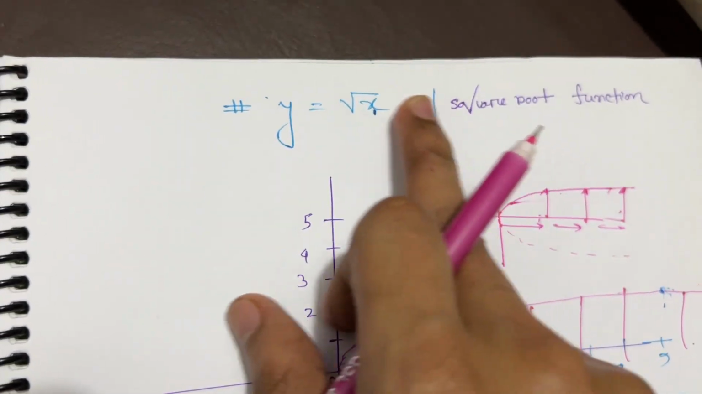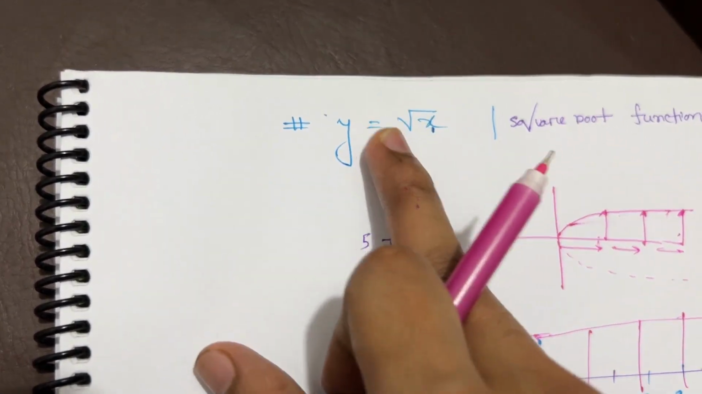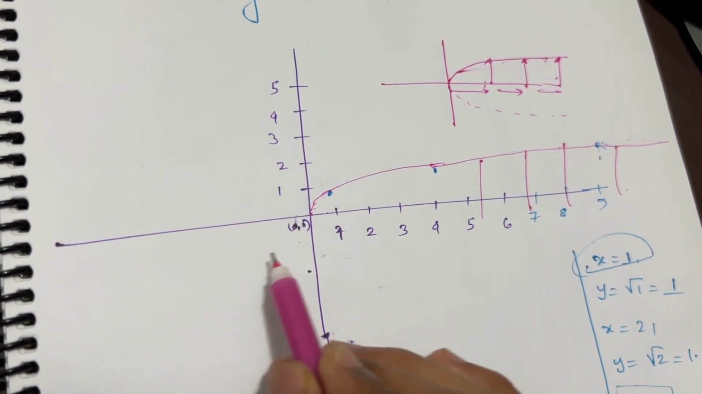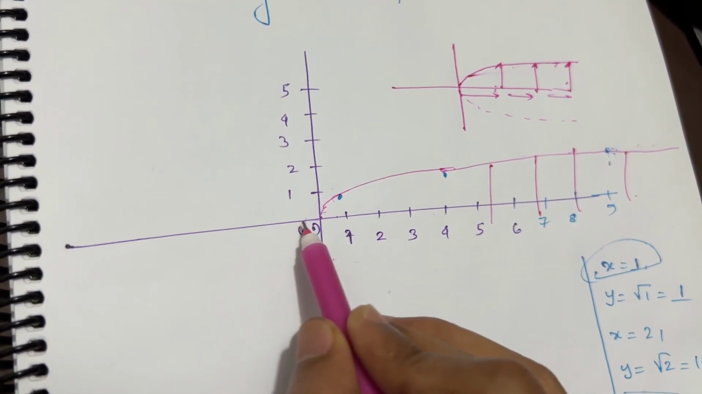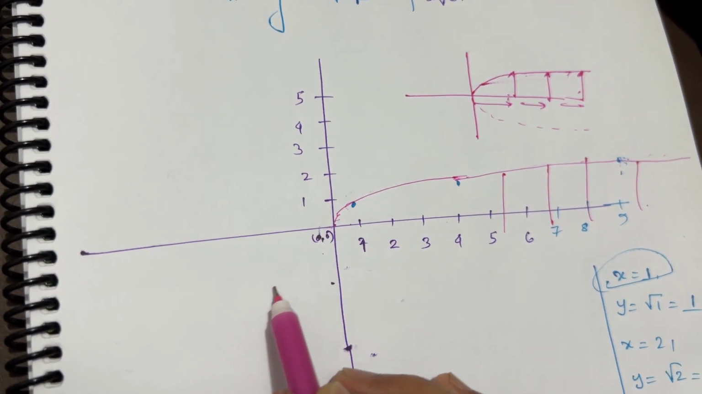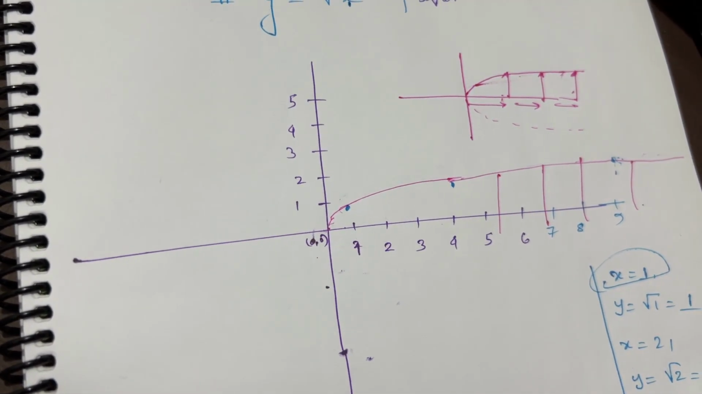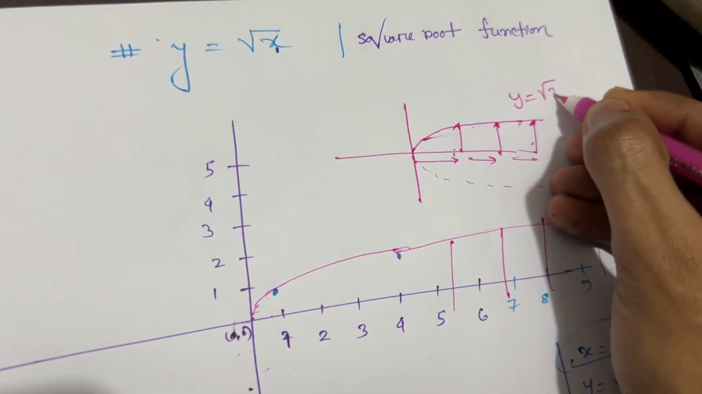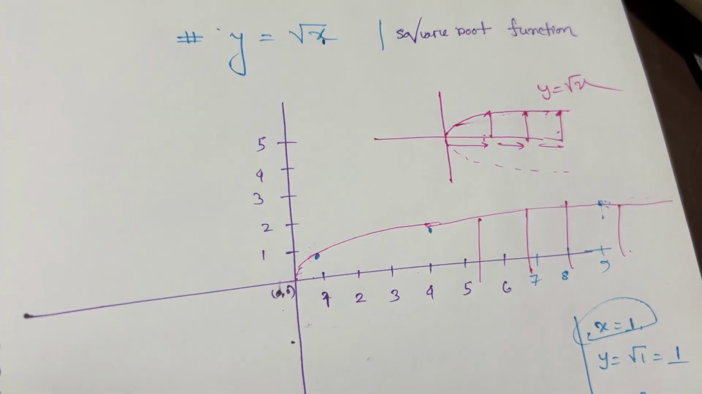But why are we not considering the x value being negative? Because it is inside the root, the square root. We can't take a negative value of x, so we can consider only this portion. We can't consider this portion, we can't do this. So that's why our equation is like that. The equation will be y equals root over x. So this is our equation.